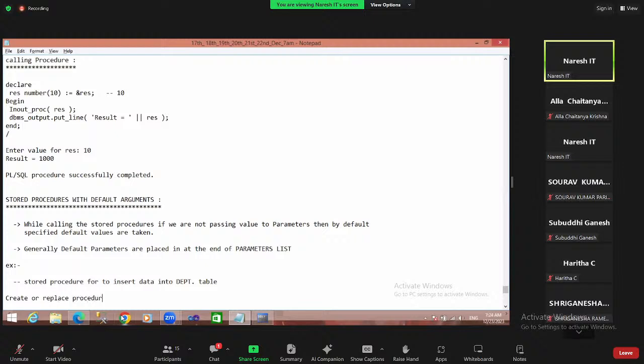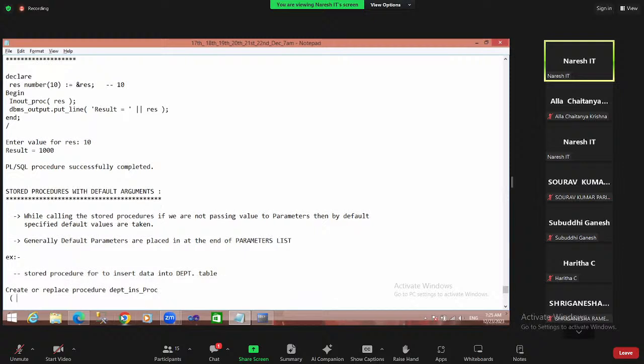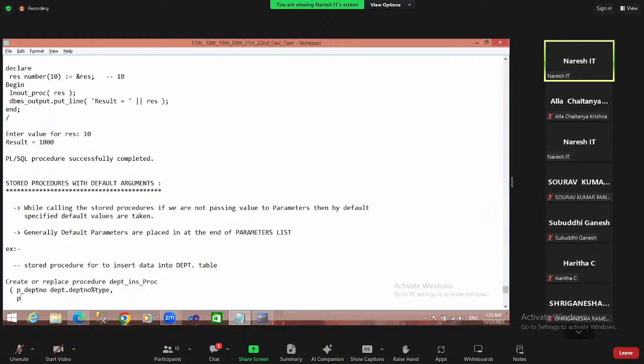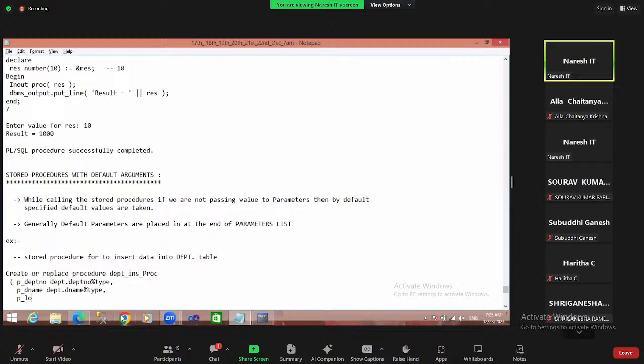Create or replace procedure. Procedure name is DEPT_INSERT_PROC, with parameters P_DEPTNO DEPT.DEPTNO%TYPE, P_DNAME DEPT.DNAME%TYPE, P_LOCATION DEPT.LOCATION%TYPE.